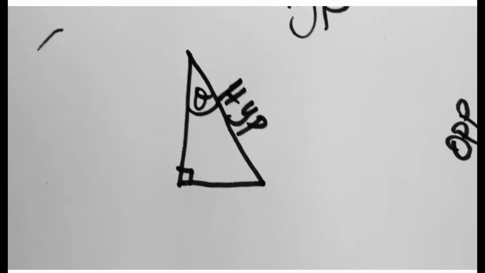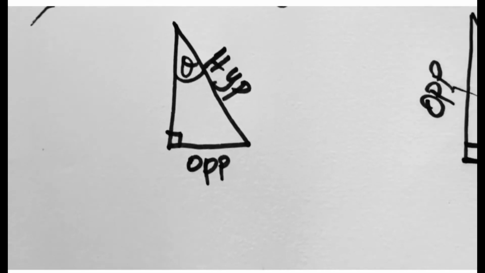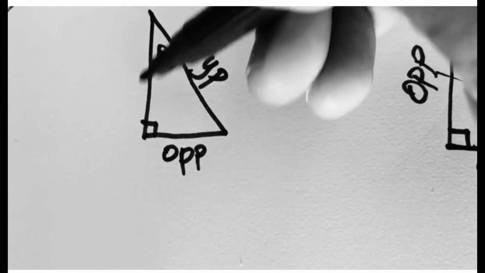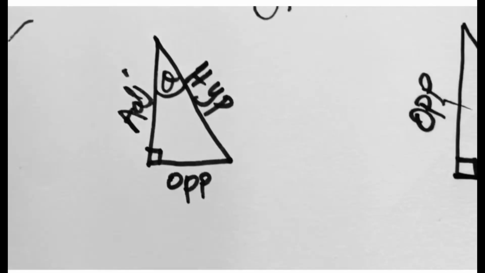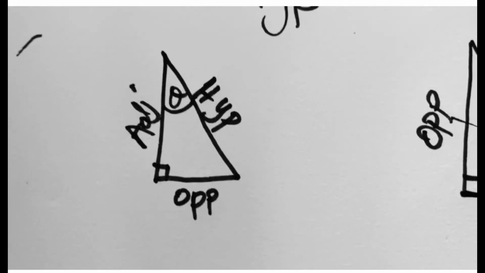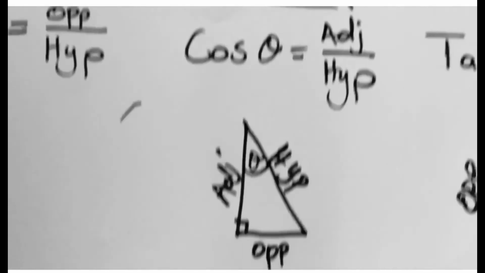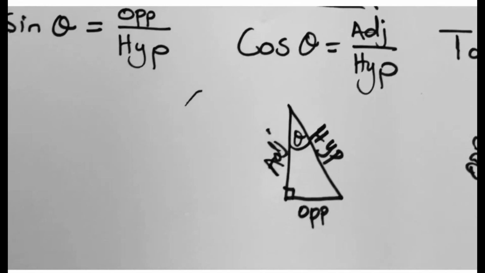The side that is opposite the angle is going to be your opposite. And the side that is made up of the angle and the right angle is what you call your adjacent. You want to practice being able to identify your sides before you try to use these three ratios, because you need to know the correct side so that you use the right ratio.